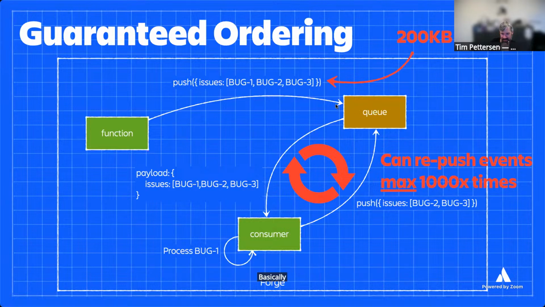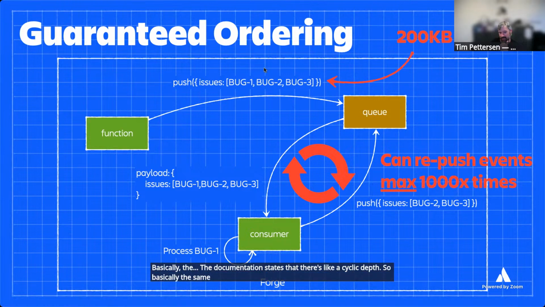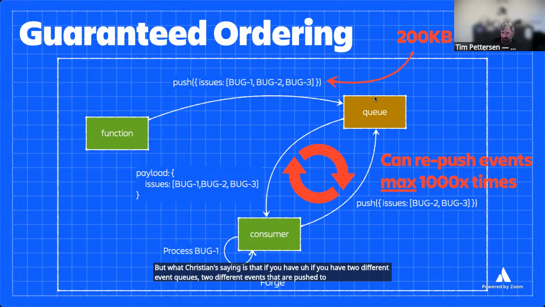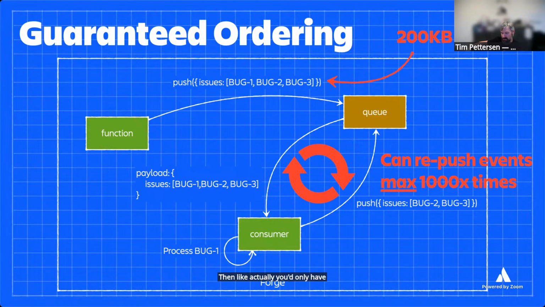Basically the documentation states that there's a cyclic depth. The common interpretation of the documentation would be if you have a consumer that consumes an event and then that consumer pushes back onto the queue and then that same event is consumed again, then eventually you get to a depth of 1,000 and Forge falls over. But what Christian's saying is that if you have two different event queues, two different events that are pushed to the queue, and so two different sets of consumers that are consuming events in parallel, then you'd only have the ability to process 500 events.